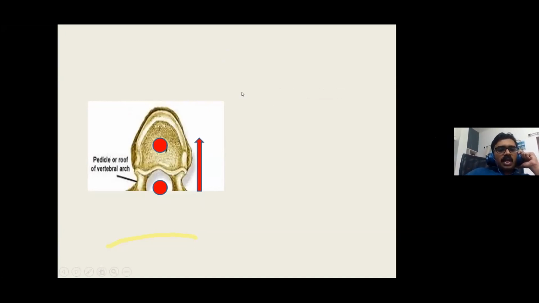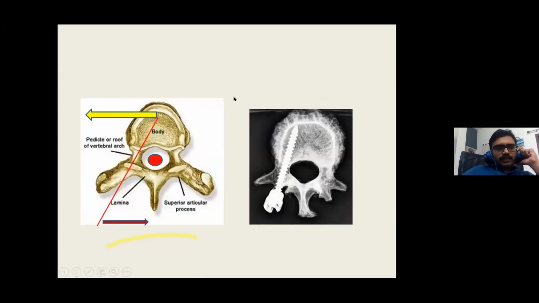So if you have a device which is able to control the instantaneous axis of rotation from behind, you will be able to control the rotation of the vertebra from behind. So that is the key of doing a posterior release for a Pontes osteotomy. That is the biomechanical principle behind doing a Pontes osteotomy.